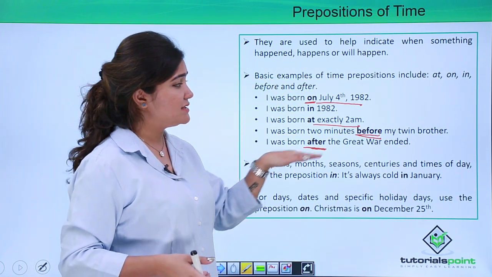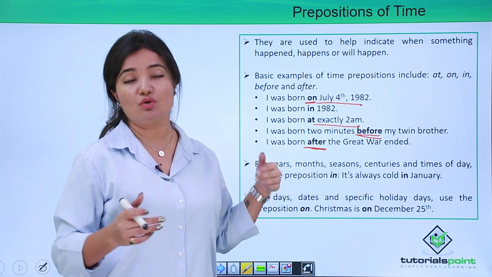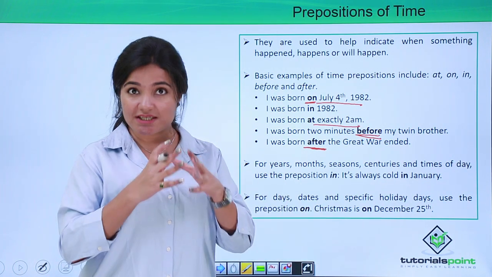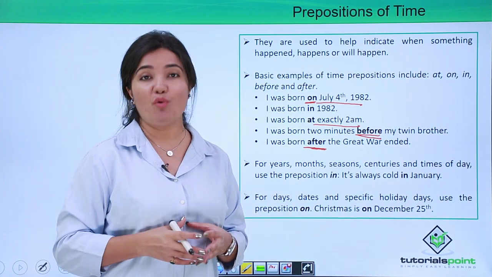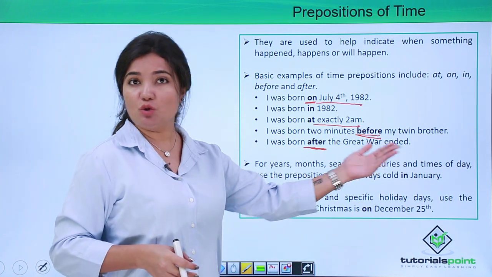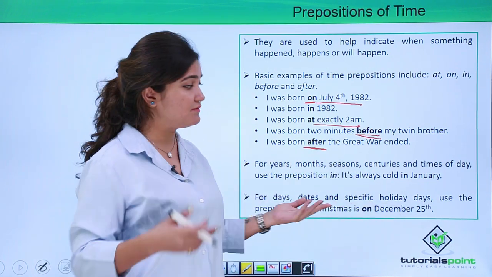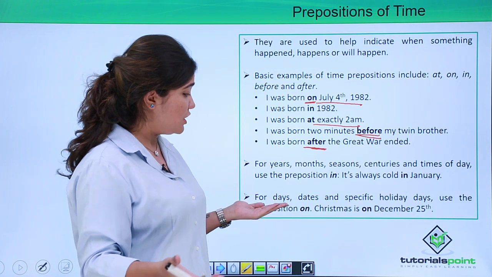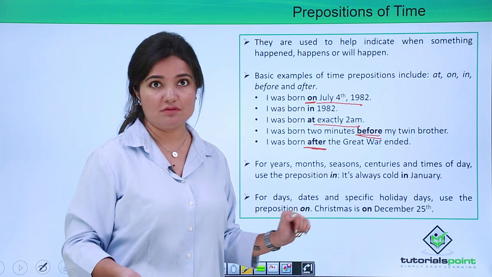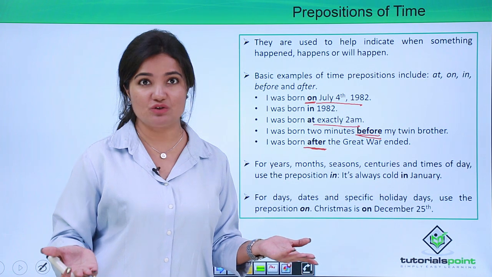For years, months, seasons, centuries and times of day, use the preposition in. So of course, because years, months, centuries, what are they? They are all spans of time. So when it is a span of time and not a particular point that you are talking about, in that case you're going to use in, right? For example, it's always cold in January. Or for days, dates and specific days, as we already discussed, what do we use? We use the preposition on, right? Or Christmas is on 25th of December. So now you are better clear, right? So when to use which kind of preposition of time.